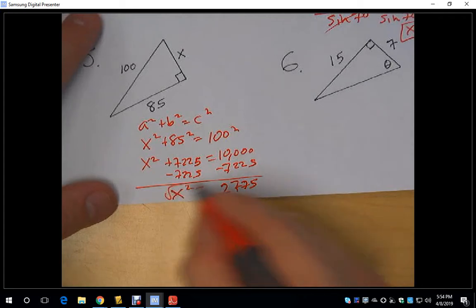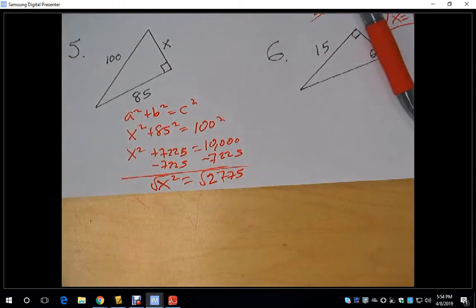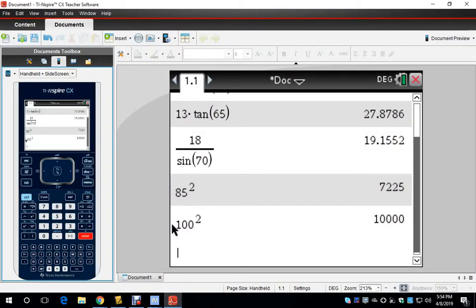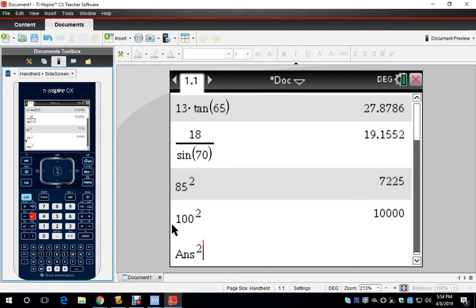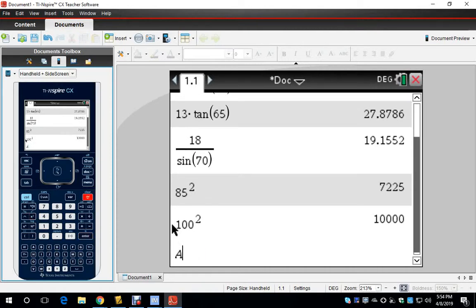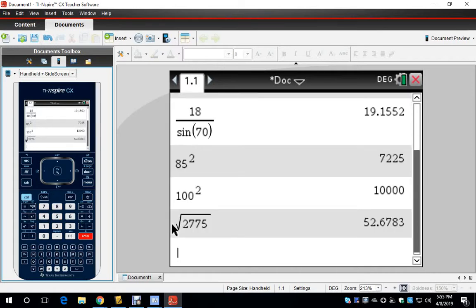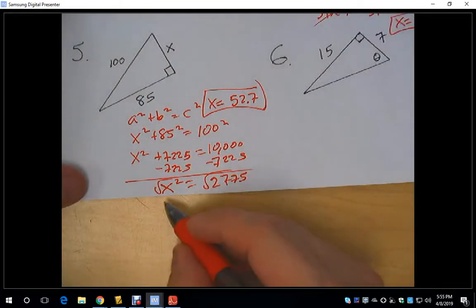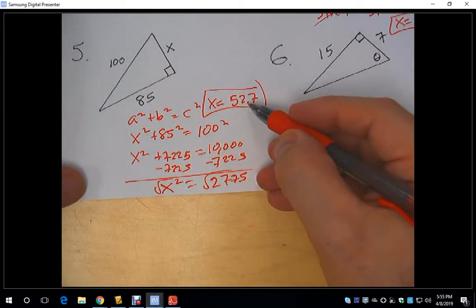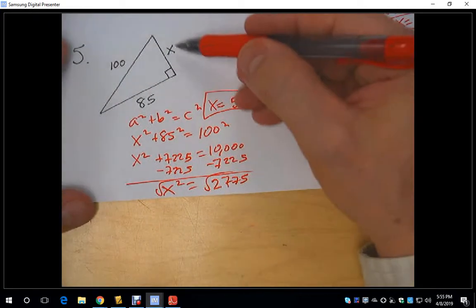And then we take the square root of both sides. So we take the square root of this 2,775, and that gives us 52.7. We have x equals 52.7. So our x is 52.7 units, whatever that is.